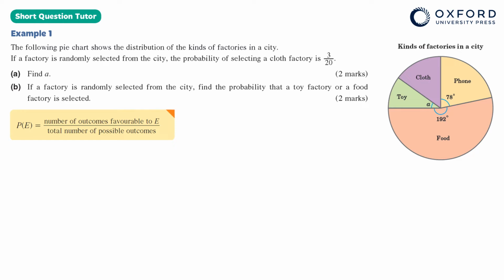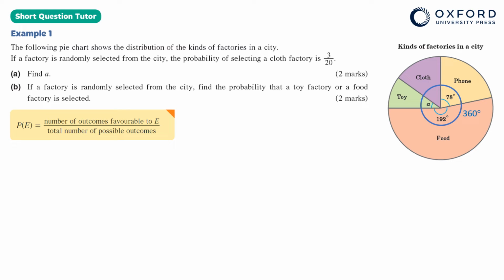The denominator is the total number of possible outcomes. In a pie chart, the total number of possible outcomes is represented by a complete circle, which is 360 degrees. The numerator is the number of outcomes favorable to the event. That is, the angle at the center in the pie chart, representing the corresponding event.